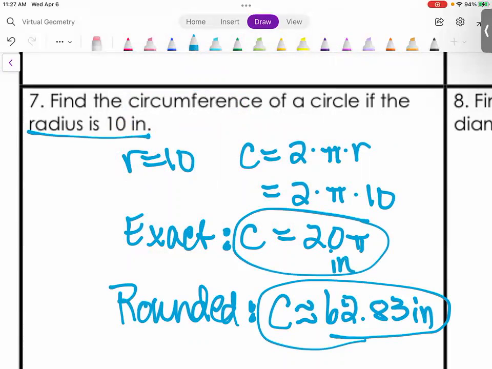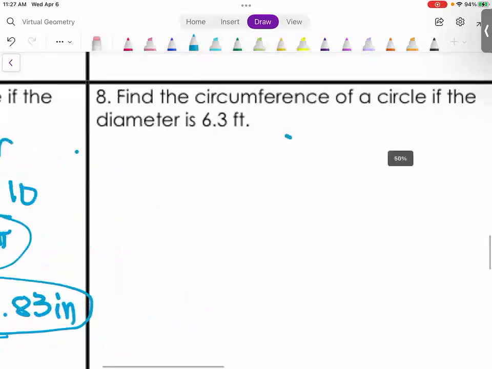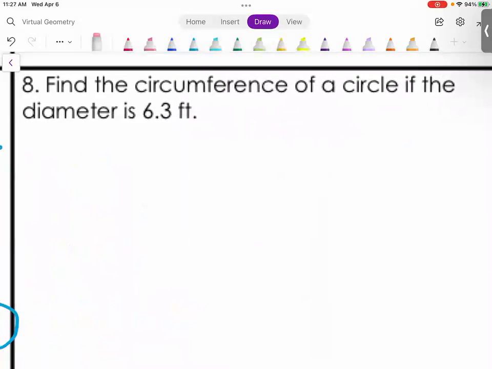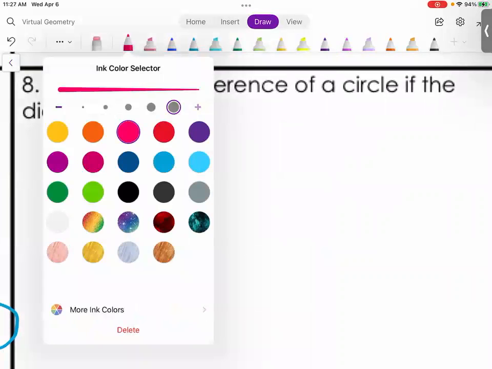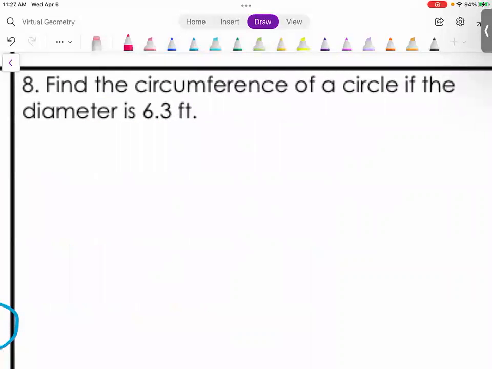So again, just depends. What does it want? Do I need exact? Do I need the rounded? Let's try another. Find the circumference if the diameter is 6.3. We're going to do the same thing we did last time. Diameter is 6.3. We'll do exact and rounded.